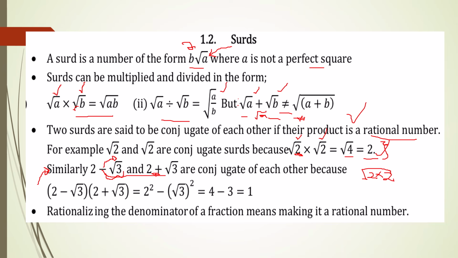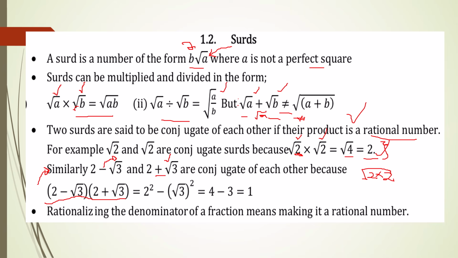And therefore, 2 minus root of 3 is going to be the conjugate of 2 plus root of 3, and they are considered to be conjugate to each other. Now notice that the term you're going to be commonly using in our calculations is, when you're rationalizing, you're going to have a term like this.